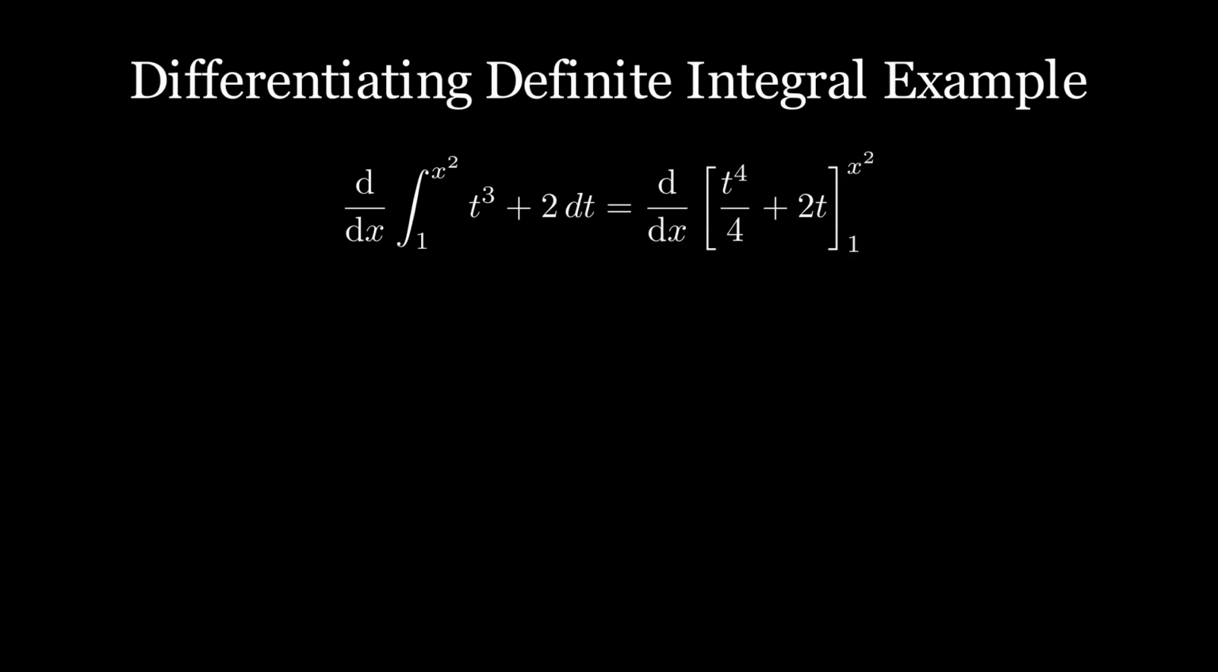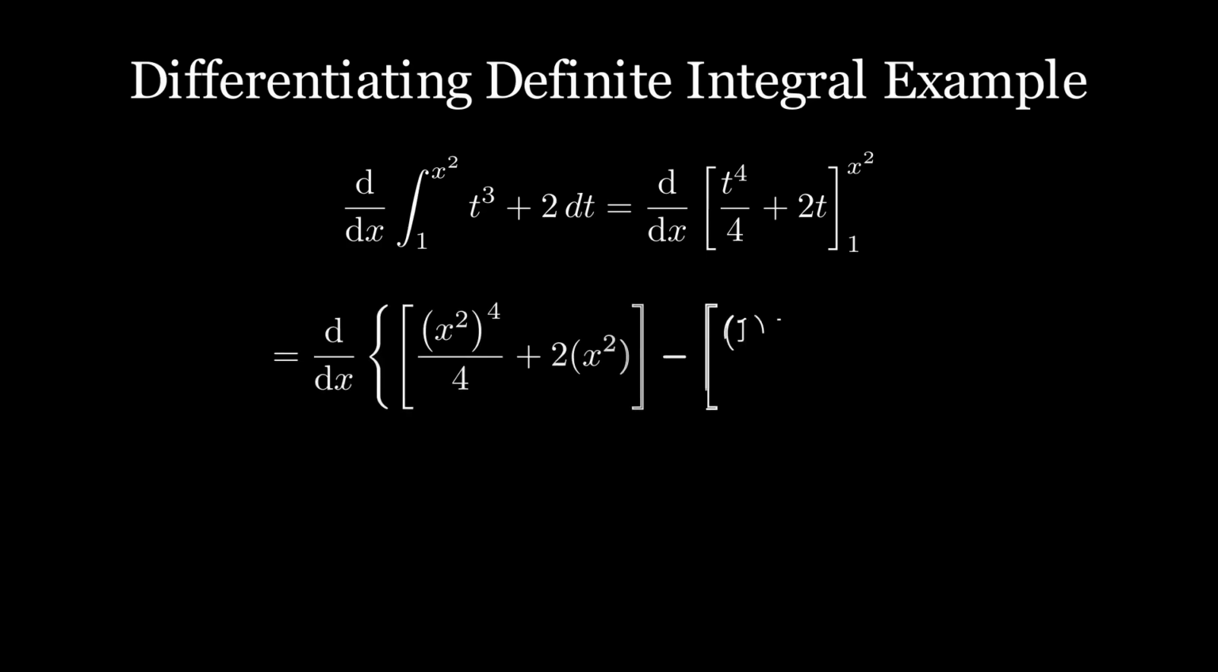As an example, let's say we have to differentiate the integral from 1 to x squared of t cubed plus 2 with respect to t. Using the fundamental theorem of calculus part 2, we can find the antiderivative of t cubed plus 2, which will equal t to the fourth power over 4 plus 2t. We will integrate this from 1 to x squared by plugging in the upper bound first into the antiderivative function, then subtracting the antiderivative of f of 1.